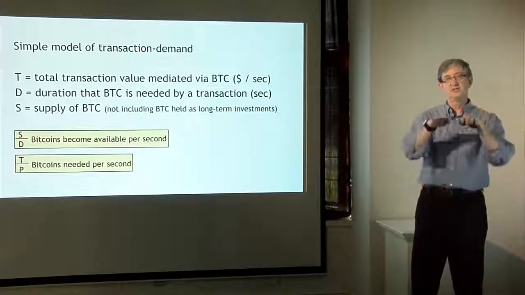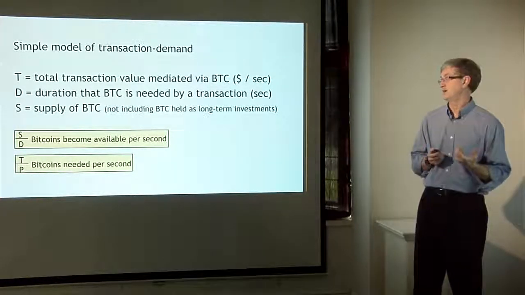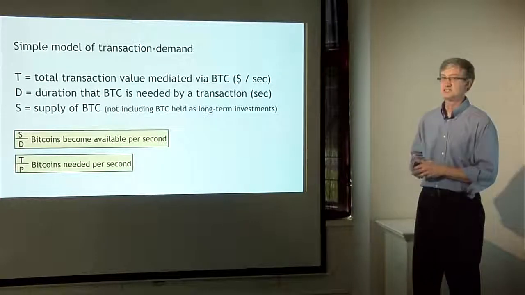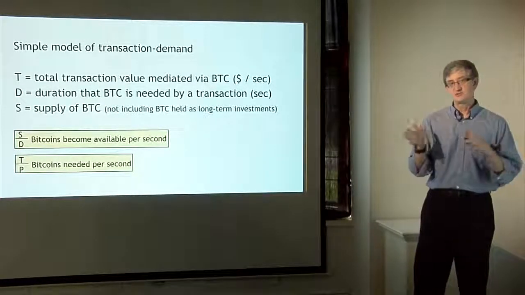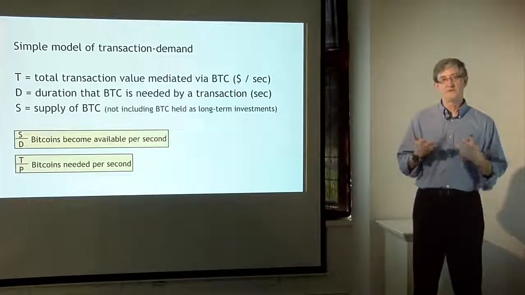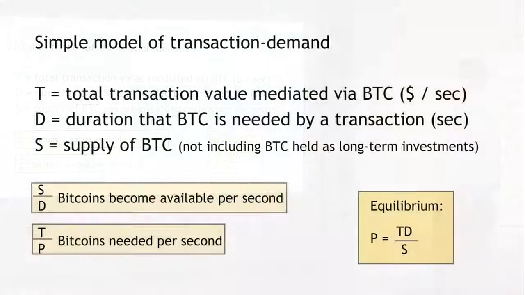And in fact, the two will come into equilibrium. And so the equilibrium condition, the point where you'll end up in this market, is where this supply, S/D, is equal to the demand, T/P. And so if you set those two expressions equal to each other, and then you solve for P, the price, what you get is this, that in equilibrium, the price should be equal to T times D divided by S.